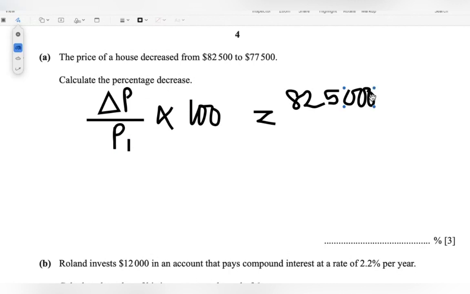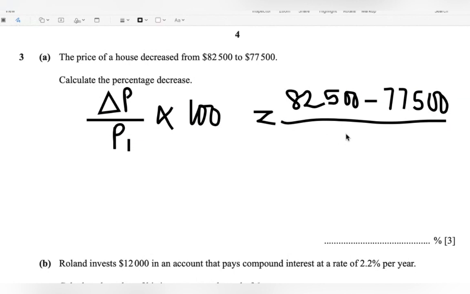82,500 minus 77,500, all over the original price, which is 82,500. This is the original price, 82,500. So multiply everything by 100. Everything after doing that, you multiply by 100 over 1.